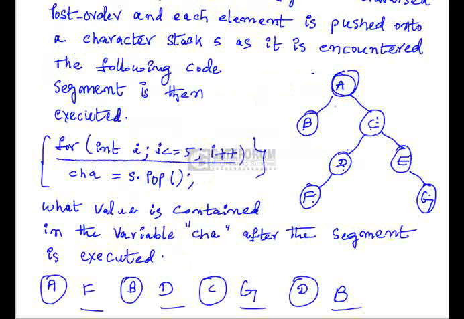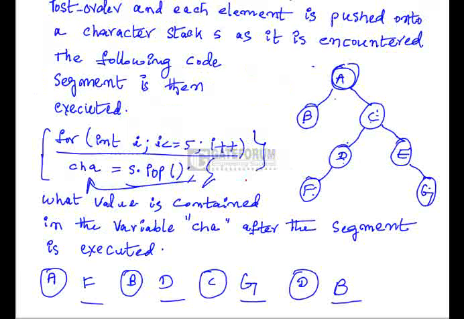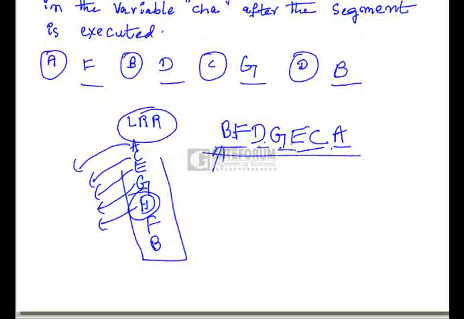Each time the for loop is executed, the top element will be taken into CHA. The first element taken is A, next element is C, next E, next G, and the fifth element is D, because the for loop exits after 5 times. That means we need to consider the fifth element from the top of the stack, so D will be there in the CHA. So option B is the right option here.